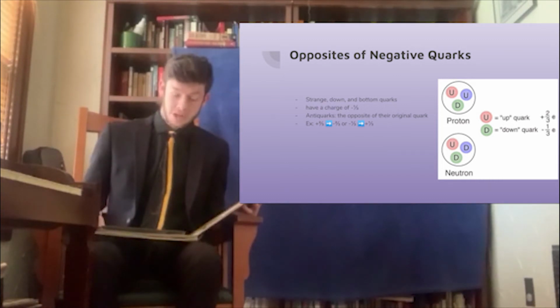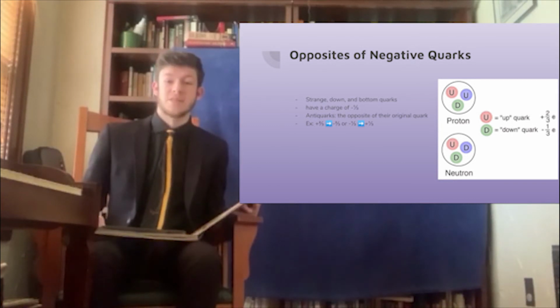An antiquark is the opposite of the original quark. So for example, for positive 2/3, the antiquark is negative 2/3. Or for negative 1/3, the antiquark is positive 1/3.